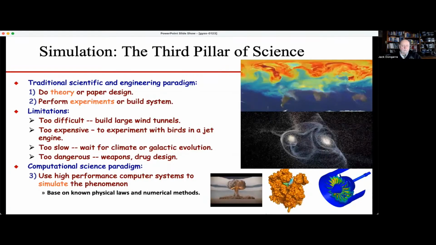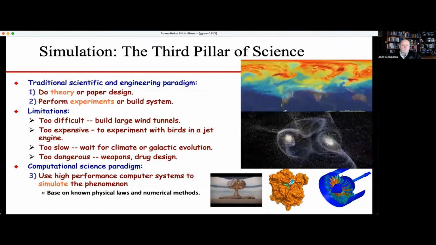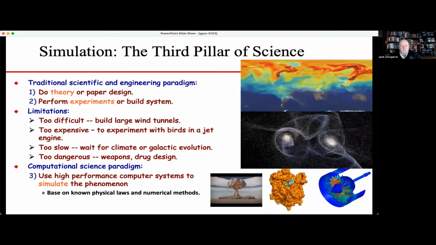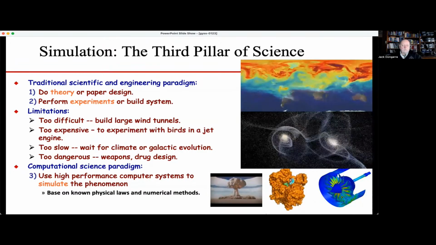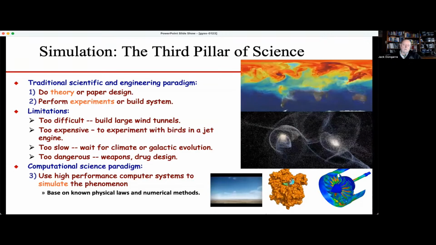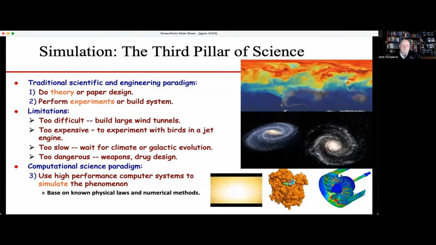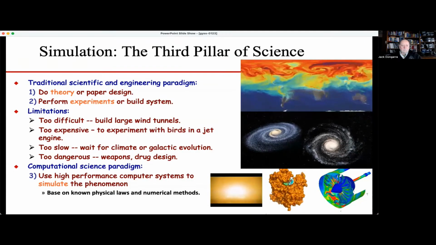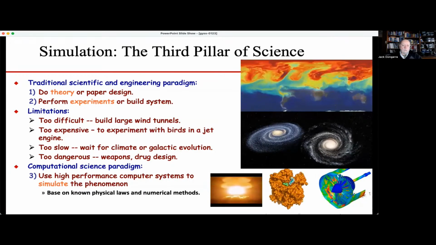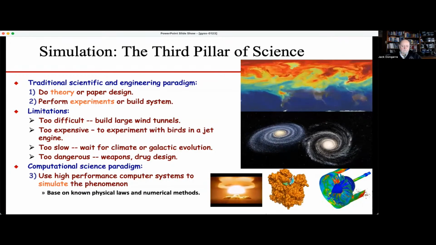to augment those two. And the computer simulation is done because sometimes it's too difficult to build a physical experiment. Sometimes it's too expensive to conduct that experiment. Sometimes it's too slow to understand how things are going to evolve from the theory.